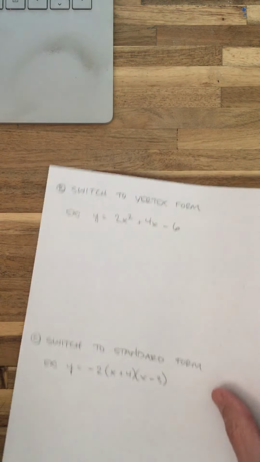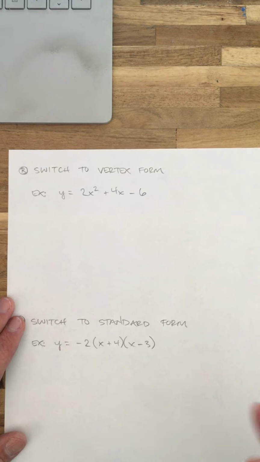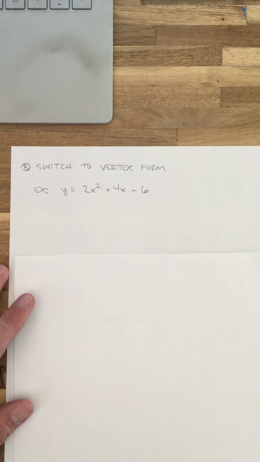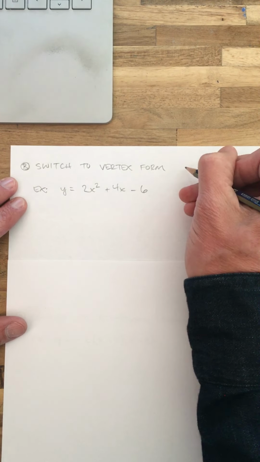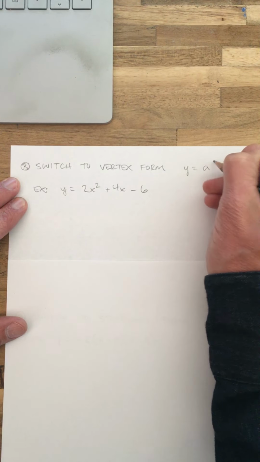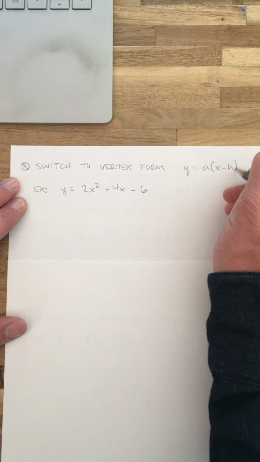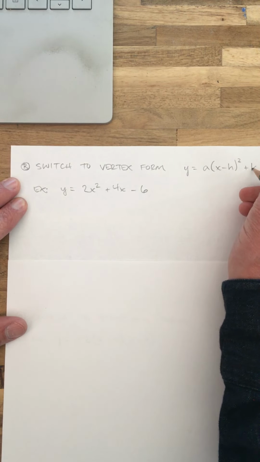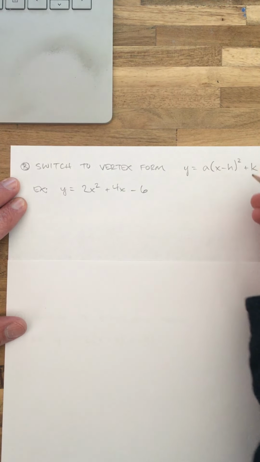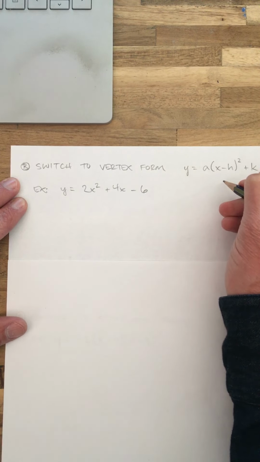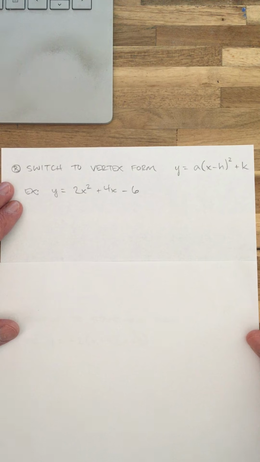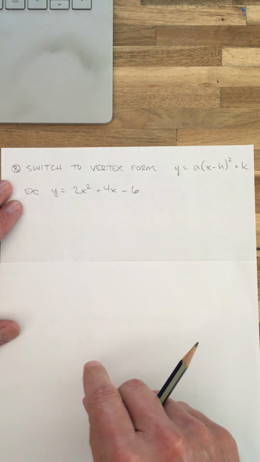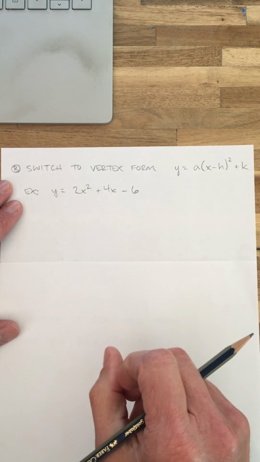All right, now let's do some other work. The first thing I want to do is switch to vertex form. Now remember, vertex form is this guy right here. It's y = a(x - h)^2 + k, where h and k are your vertex. So we basically need to find the vertex. You need to find the vertex. So if you remember from standard form, we can find the vertex in 2 steps. First, find the axis of symmetry.